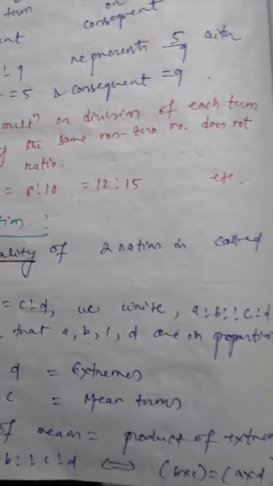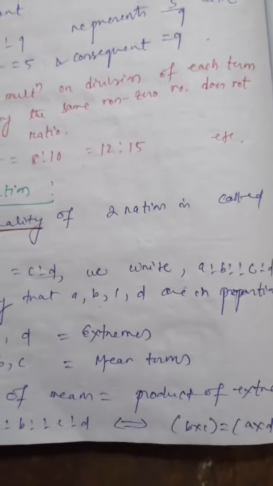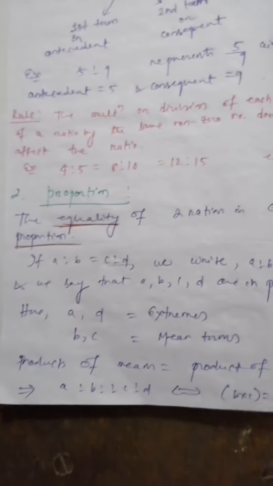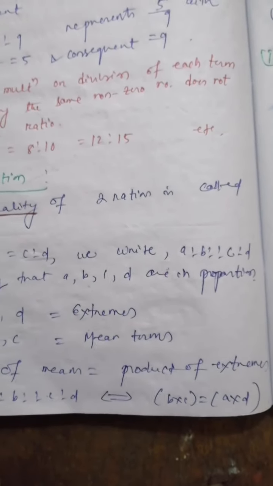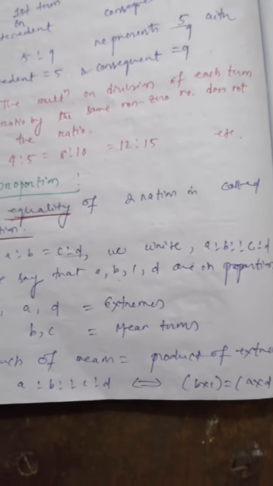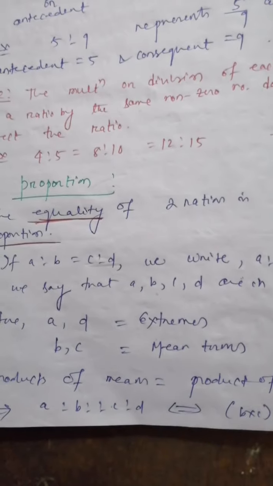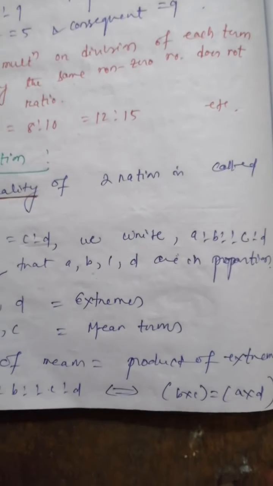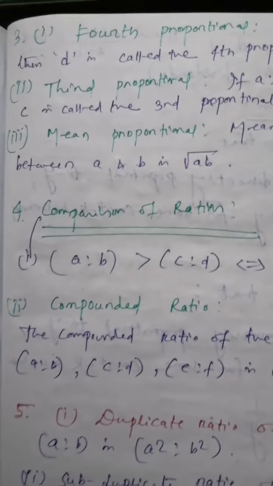Here A and D are the end terms, known as extremes. Similarly, B and C are the middle terms, termed as mean terms. Fine. So the product of means equals the product of extremes. That we have to remember. Or we can write A is to B proportion C is to D implies B into C equals A into D.